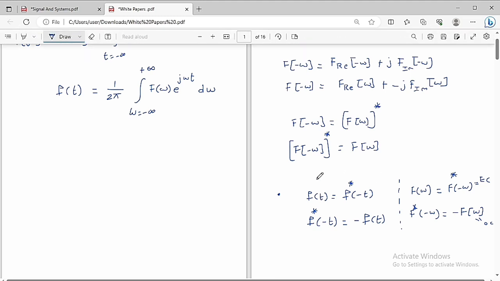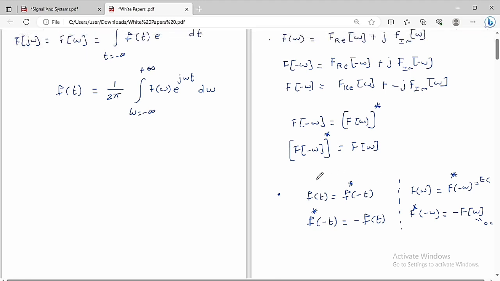So f of t equal to f of minus t means for a real signal it is even nature, and f of minus t equal to minus f of t means for a real signal it is odd nature. But if you want complex, replace f of minus t by f conjugate of minus t. So f of t equal to f conjugate of minus t is an even conjugate, even complex signal, and f conjugate of minus t equal to minus f of t is an odd conjugate signal. An even complex signal is also called an even conjugate signal, and an odd complex signal an odd conjugate signal. You can call it anything.